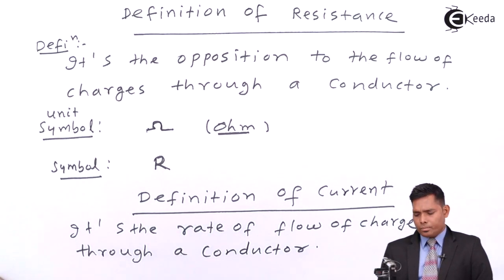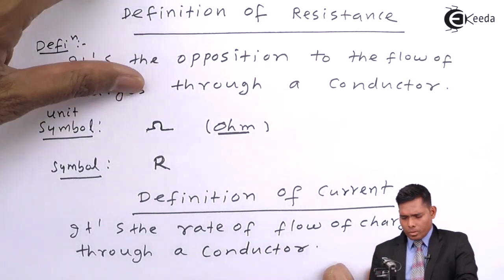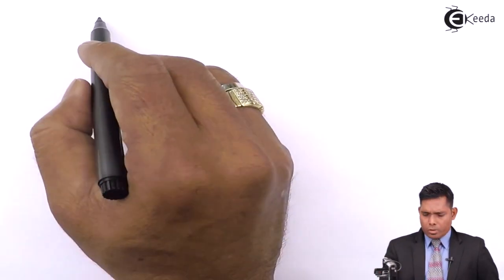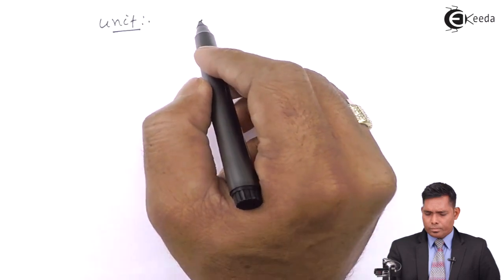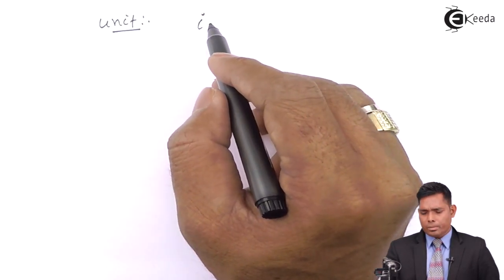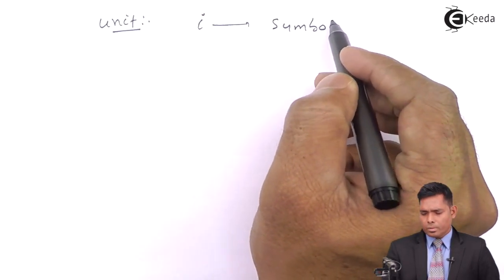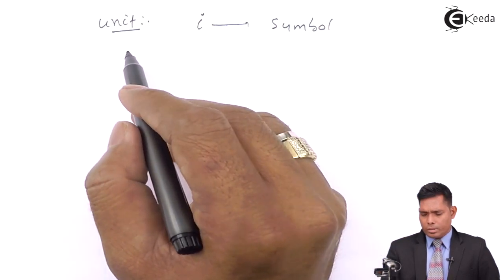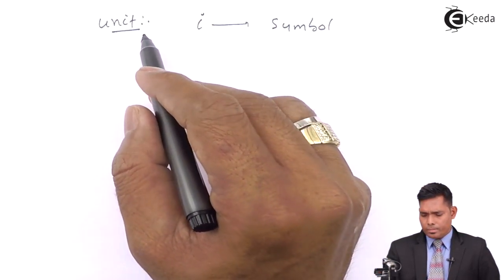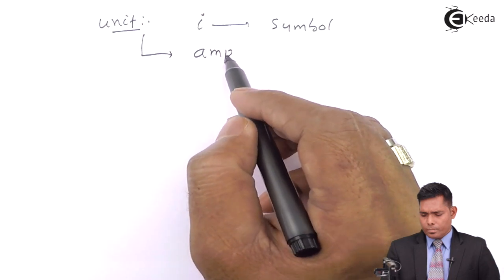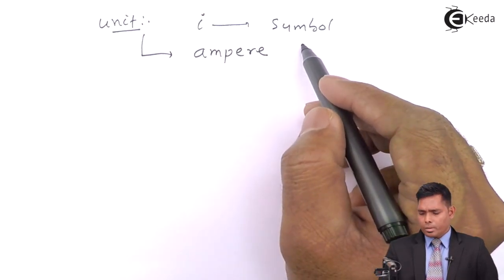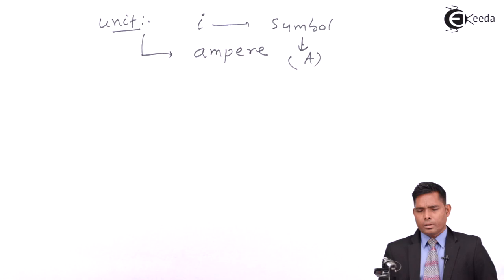To a conductor, the rate of flow of charge flowing per second. So it is q by t or dq by dt. The symbol used for current is I, and its unit is ampere. Symbol is A.